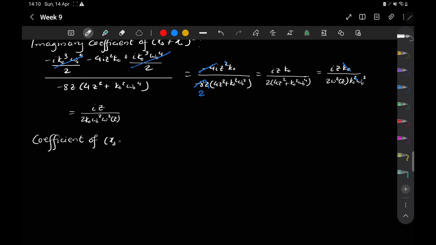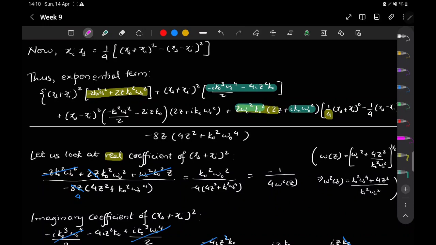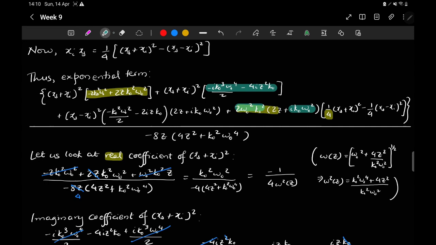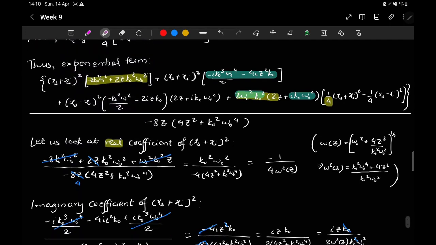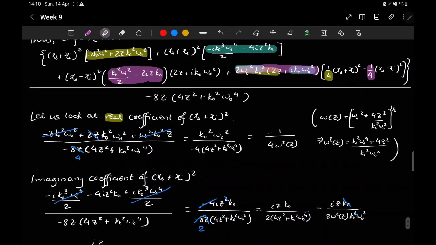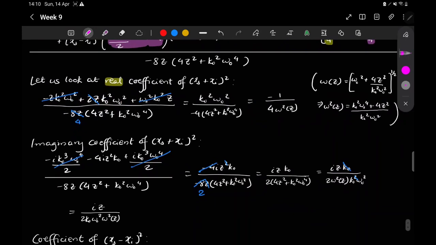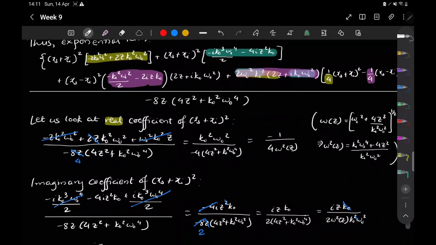Now let us look at the coefficient of this difference term. So this difference term is over here and over here, this along with the prefactor term, this. So let's write it down.